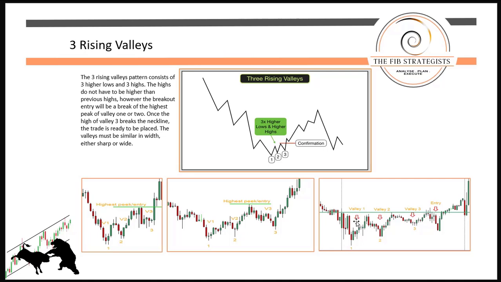Here we have nice valleys, 1, 2, 3. Notice that the highs are not higher than previous highs, but the lows are lower. Sorry, the lows are higher than previous lows. As resistance breaks, you want to enter your position long with your stop loss on the previous low. In this case, the low is lower than the third low, so we will be putting the stop loss there.